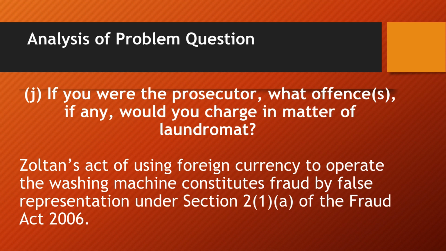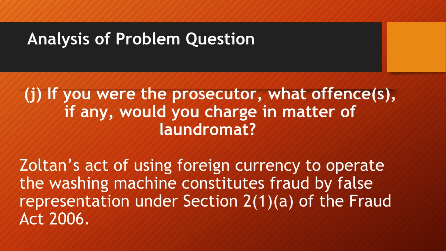If you were a prosecutor, what offences, if any, would you charge in the matter of the laundry? Zoltan's act of using the foreign currency to operate the washing machine constitutes fraud by false representation under Section 2 of the Fraud Act 2006. This offence occurs when a person dishonestly makes a false representation intending to make a gain for themselves or cause a loss to another.